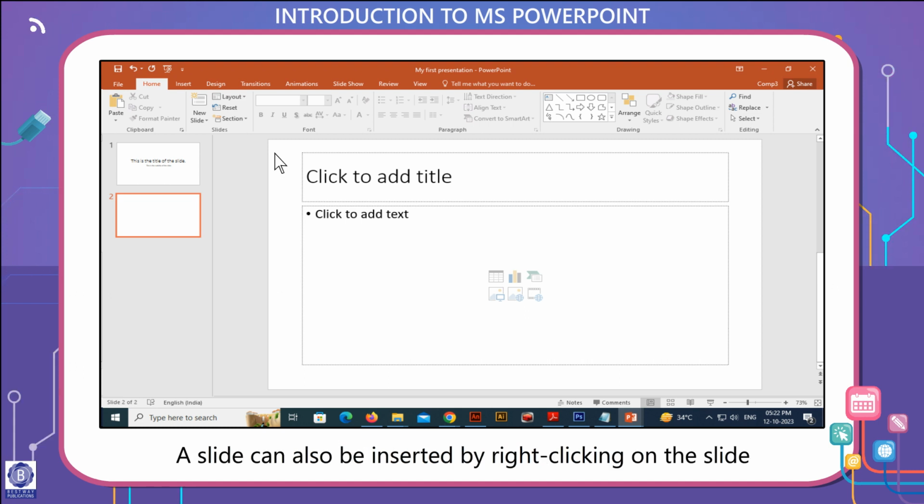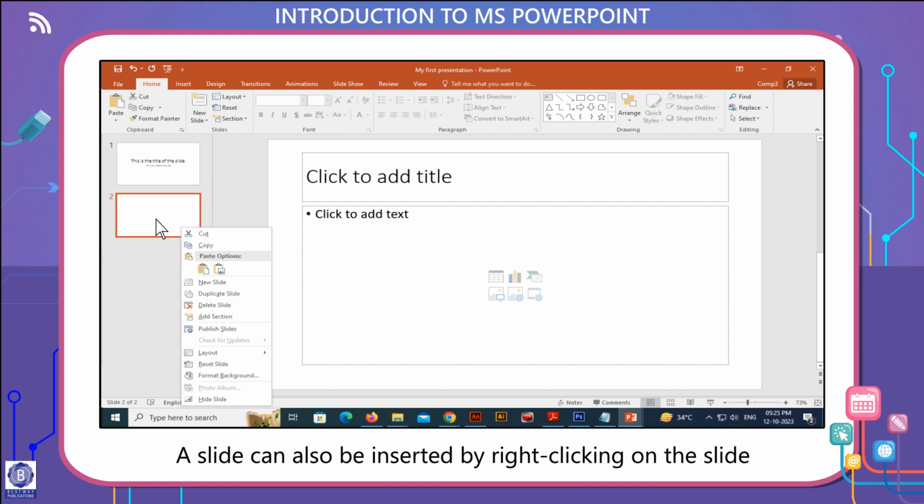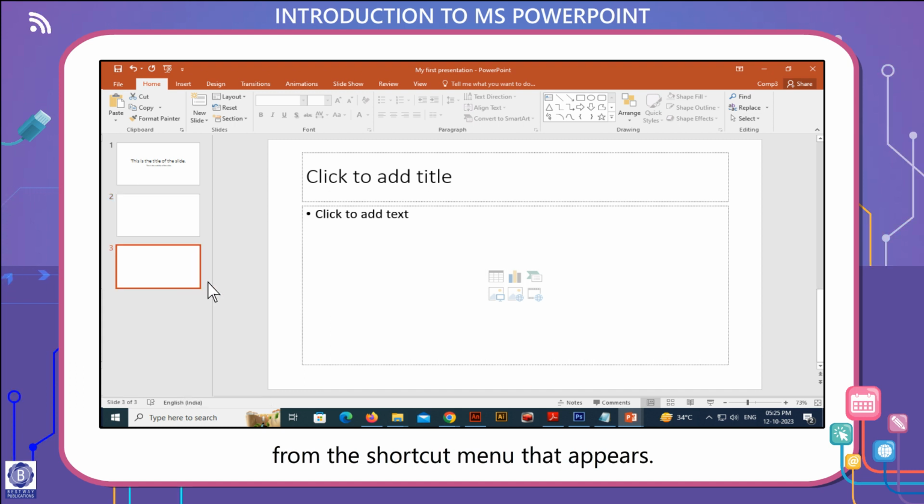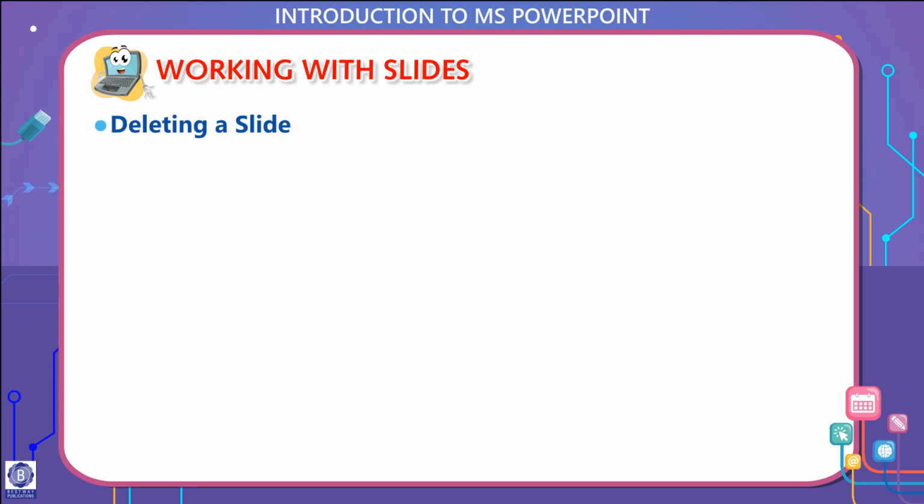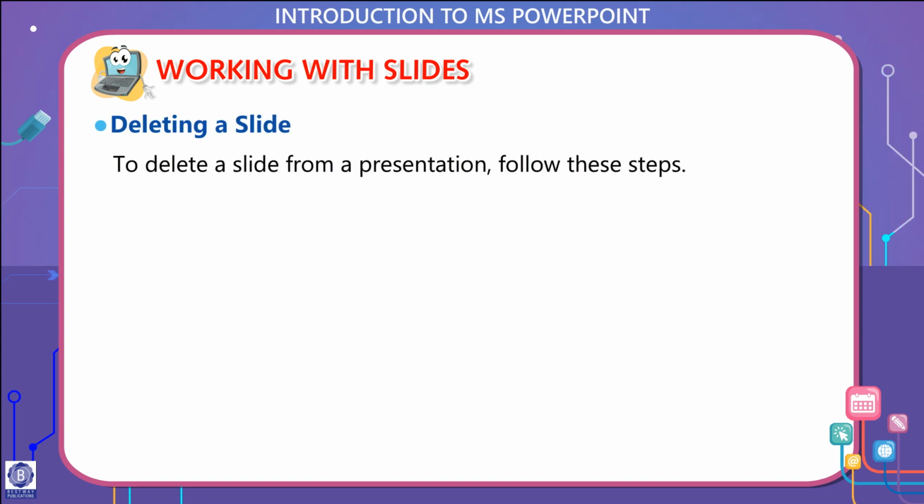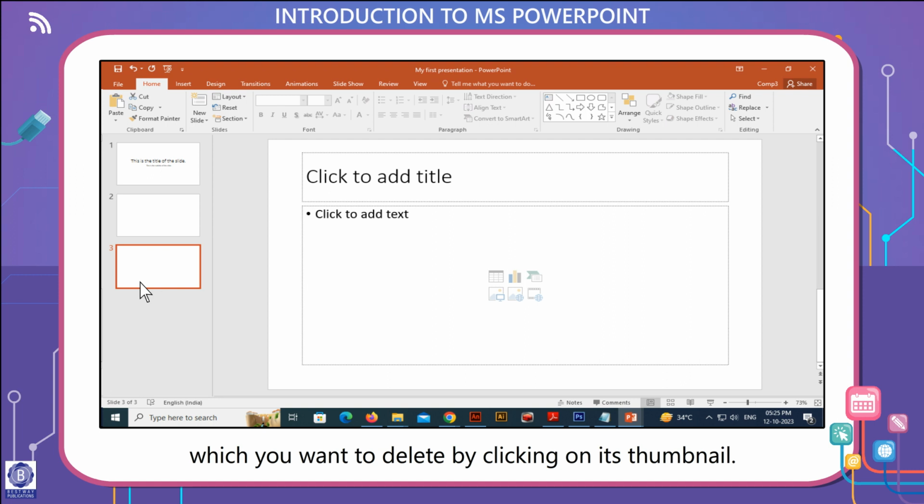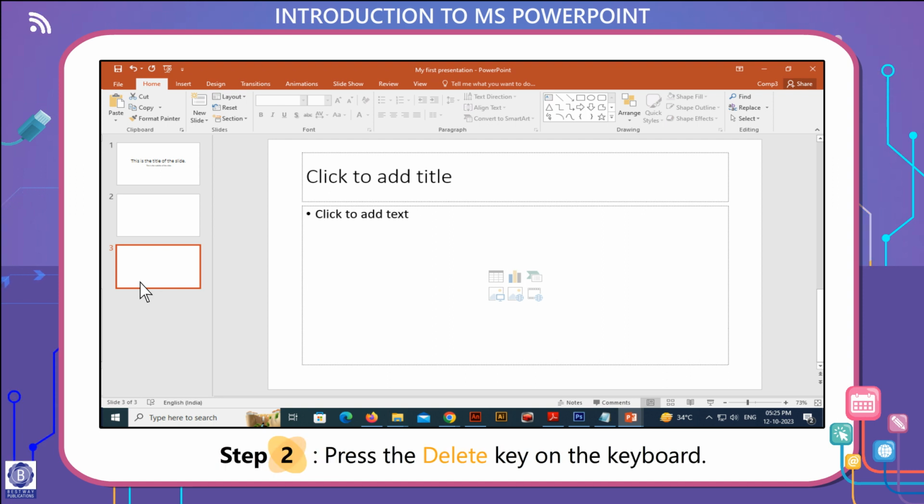A slide can also be inserted by right-clicking on the slide, after which you want to insert a new slide, and then clicking the New Slide option from the shortcut menu that appears. Deleting a slide. To delete a slide from a presentation, follow these steps. Step 1. In the Slides pane, select the slide which you want to delete by clicking on its thumbnail. Step 2. Press the Delete key on the keyboard.